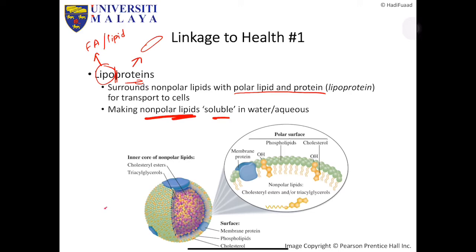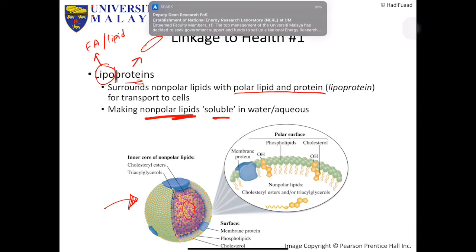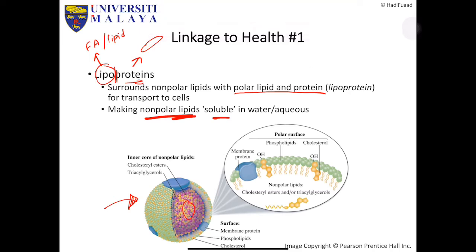And this is an example of a lipoprotein. So what you have here is, for example, the inner core of cholesterol ester and triacylglycerol, which, from the previous lectures, are very, very hydrophobic. All right, so to transport it, you have an outer coat of lipoprotein. So you have lipids and proteins.